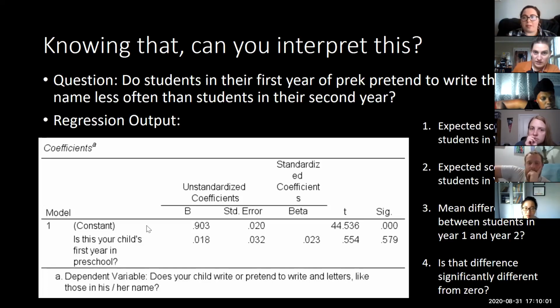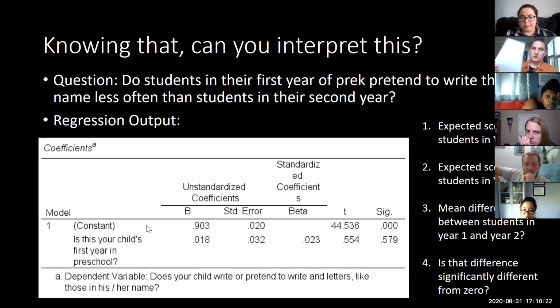I'm going to write some things down and then I'm going to show you. So what we have is the constant, which is equal to 0.903. And then we have first year, and that's equal to 0.018. So I want to show you what I have so far. Can you see that?